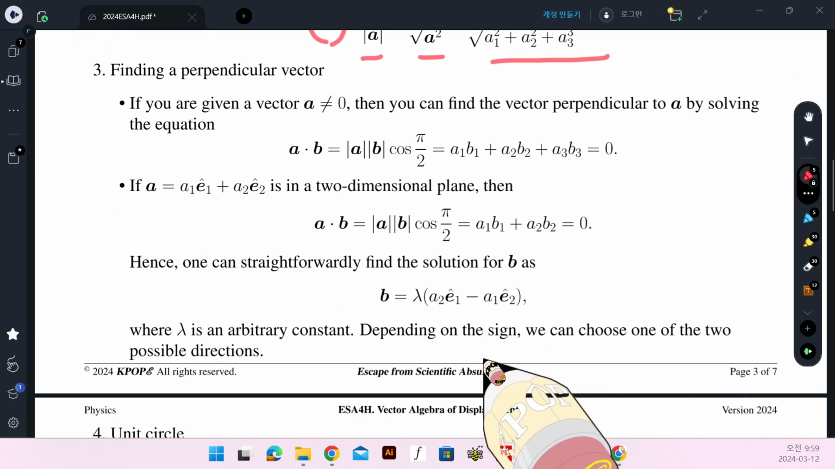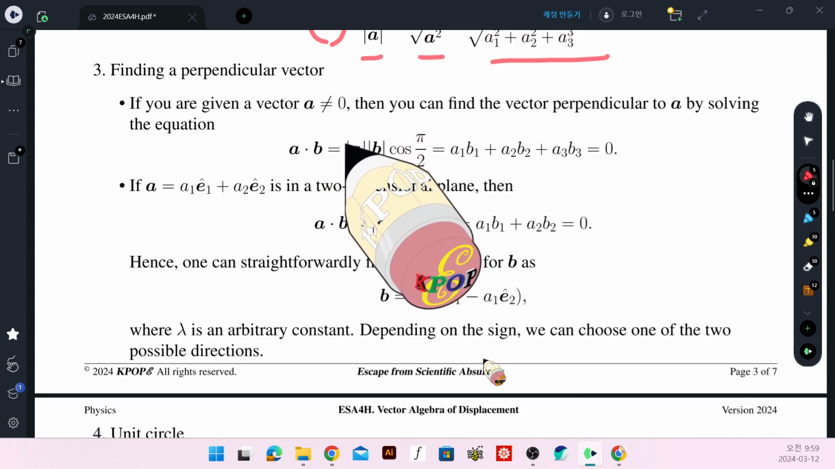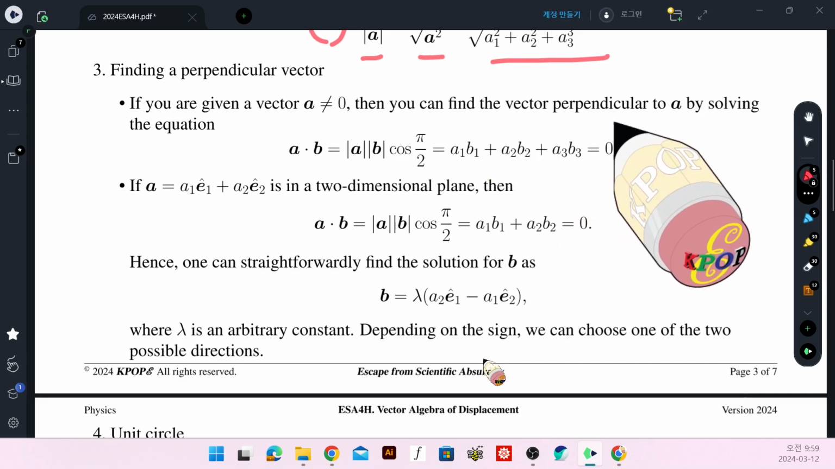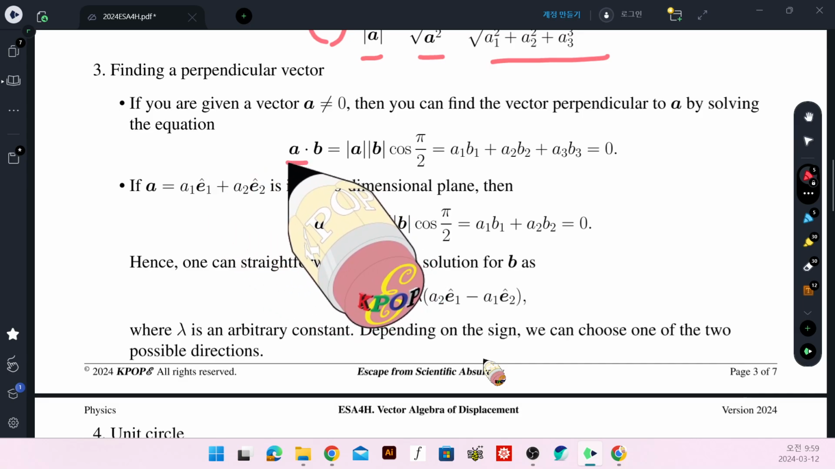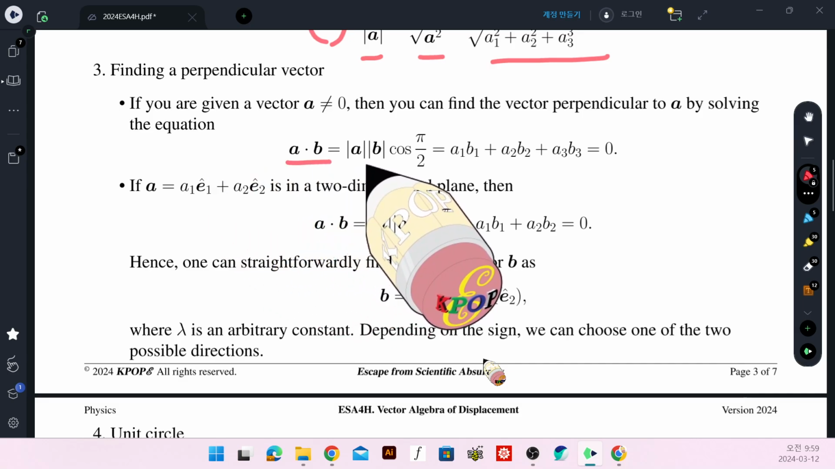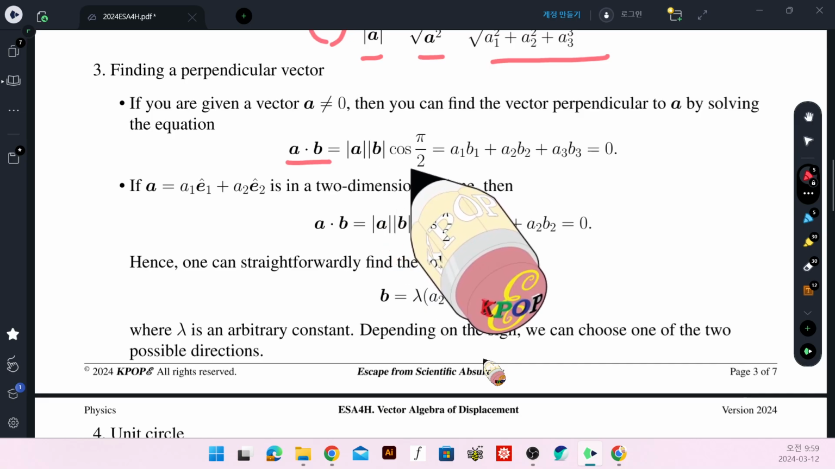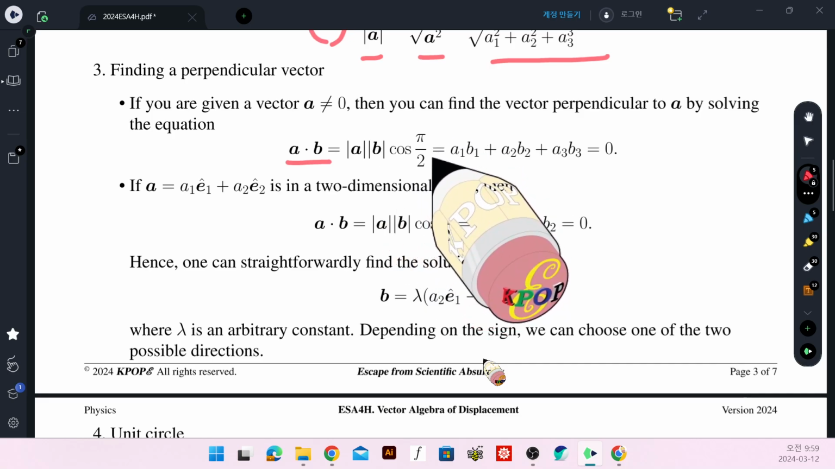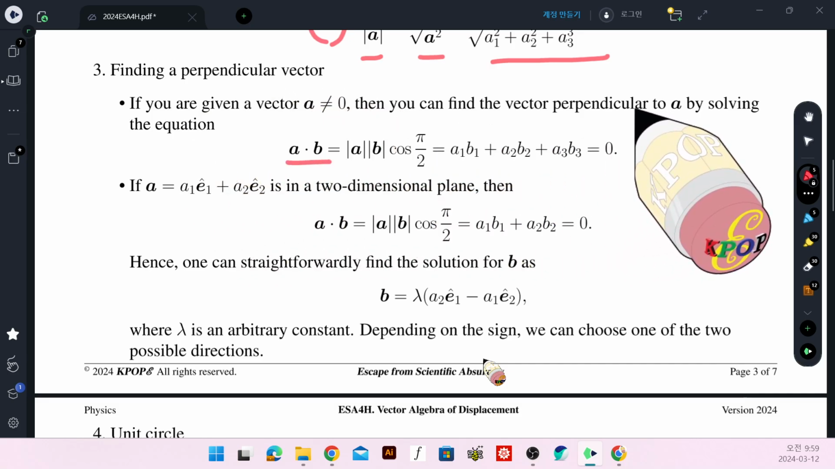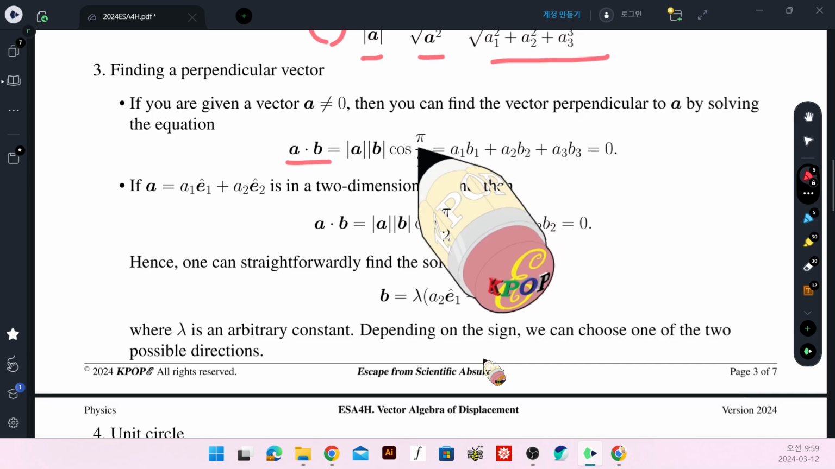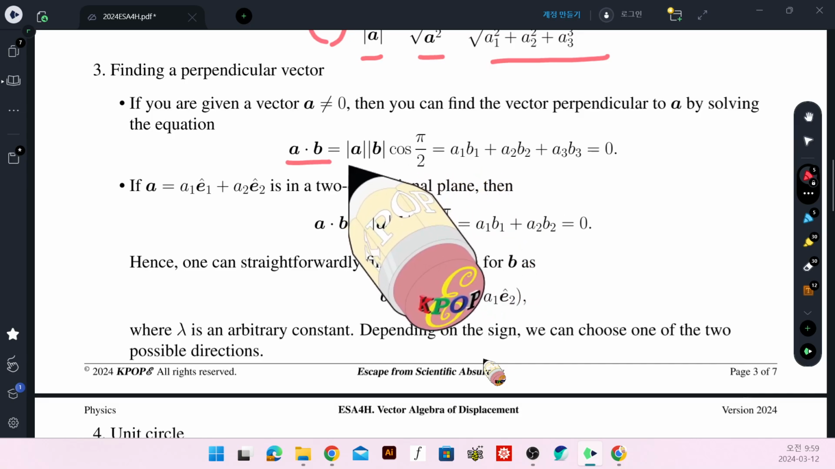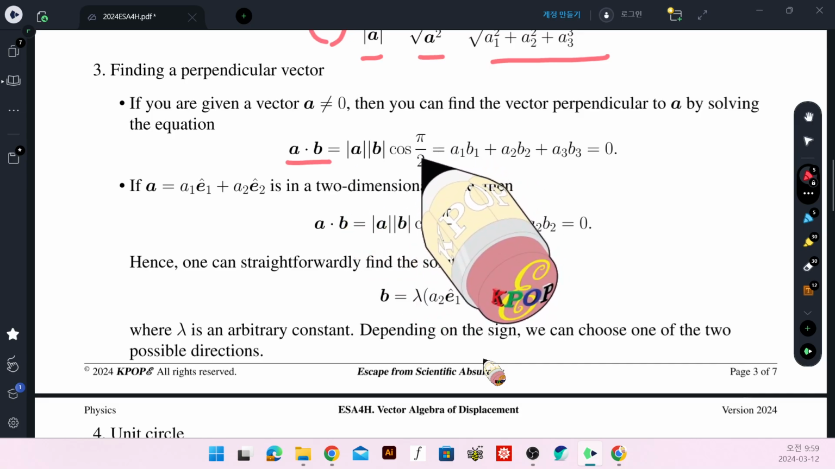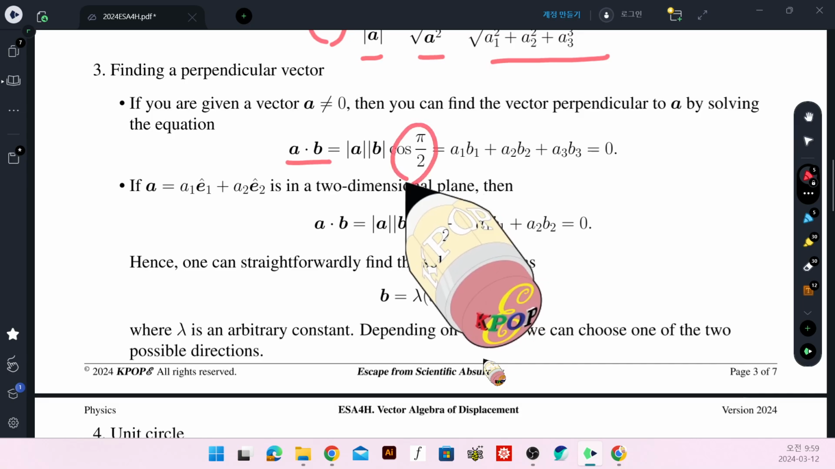Finding a perpendicular vector: I have a vector A that is not the zero vector. Then you can find the vector perpendicular to A by solving the equation. Why? A dot B is the magnitude of A, magnitude of B multiplied by cosine. And if they are perpendicular to each other, then I can substitute half of pi for theta, the angle between the two, then this is 0.